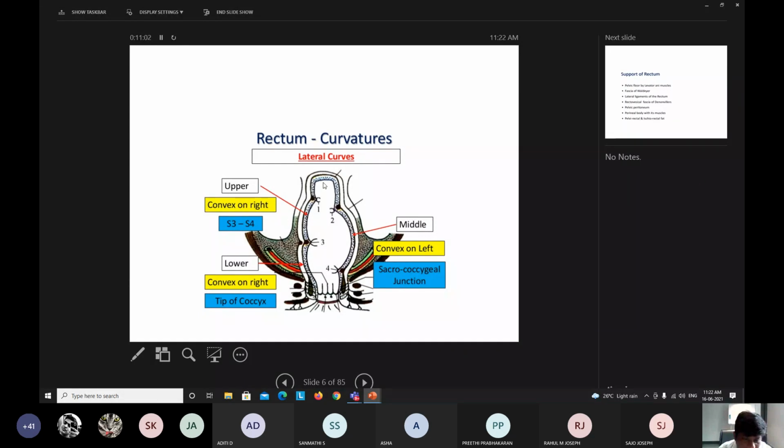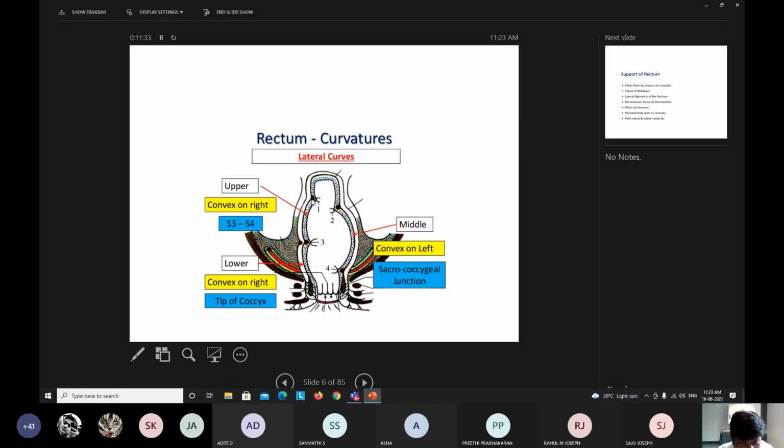Sorry, I said three, but there are four curvatures. One, two, this is the third, and this is the fourth. Convex on right side, convex on left side, and then the lower one. Why are four given here? I don't know, only three are there. I confused you people, so again I'll repeat this. Three lateral curves are there.